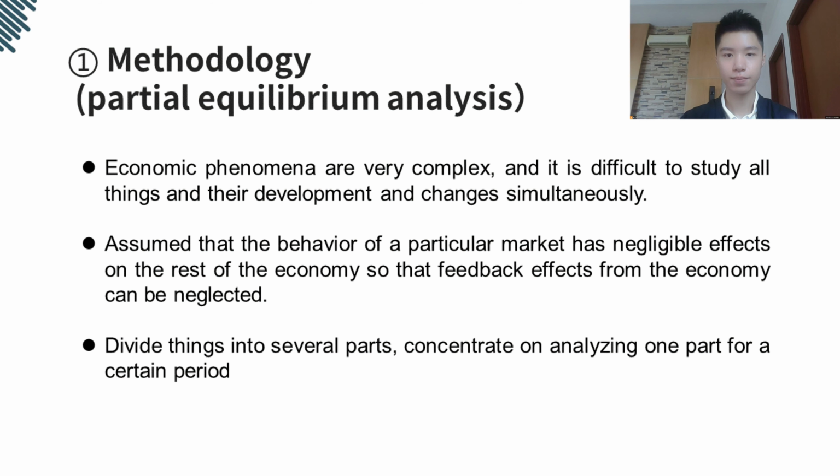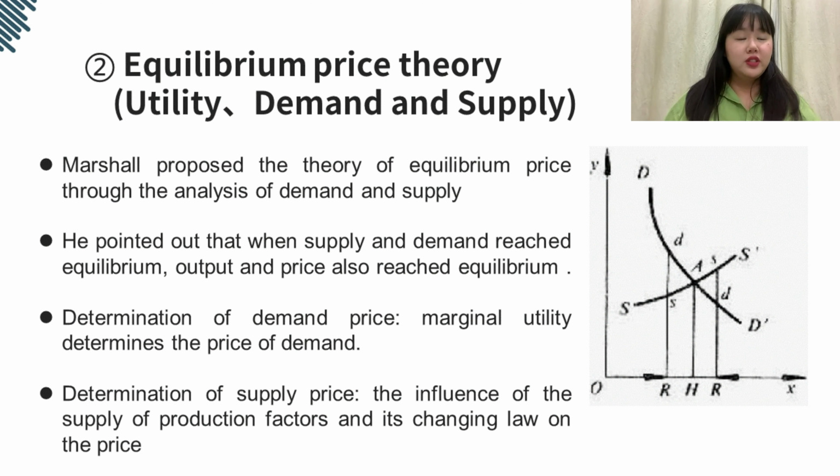Next. Hi, my name is Zhao Ke, my matric number is 204396, and next I will introduce the theory of equilibrium price. About this part, Marshall proposed the theory of equilibrium price through analyzing demand and supply. He pointed out that when supply and demand reach equilibrium, the output and the price also reach the equilibrium.